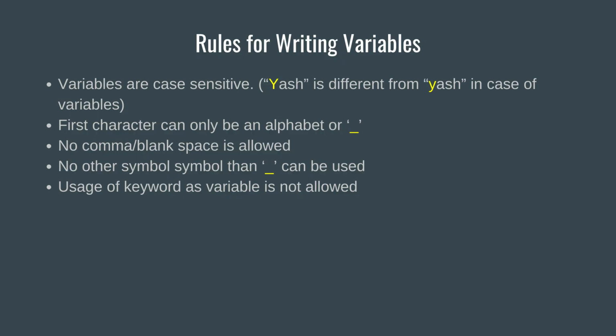The next rule states that the first character can only be an alphabet or underscore. So we can't use digits like 1, 2, 3 or any other symbol like hash, exclamation sign. Next, no comma or blank space is allowed. So we can't leave spaces in a variable name. Next, no other symbol other than underscore can be used. Next, usage of keywords as variable is not allowed.